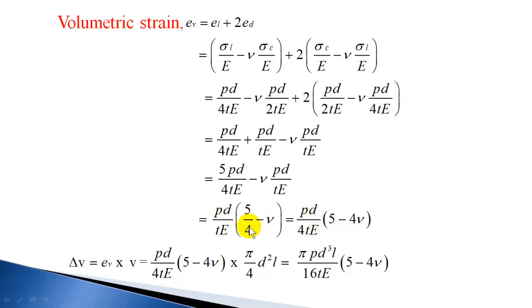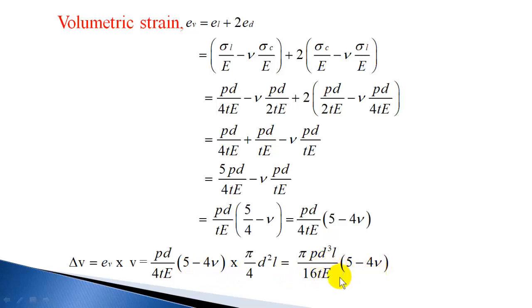Now to find out the volume change, you can multiply the volumetric strain with the initial volume of the cylinder. So volumetric strain is PD by 4TE into 5 minus 4 nu, and the initial volume is pi by 4 d square L. The volume of the fluid inside is pi by 4 d square into L. So you will get the change in volume as pi PD cube L divided by 4 into 4, 16 TE into 5 minus 4 nu.